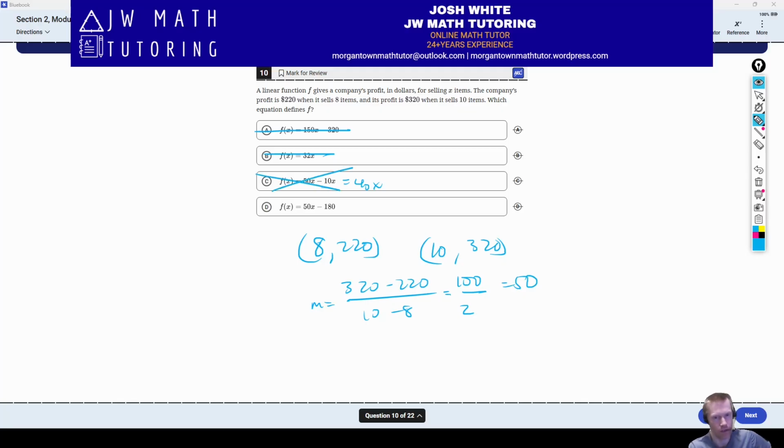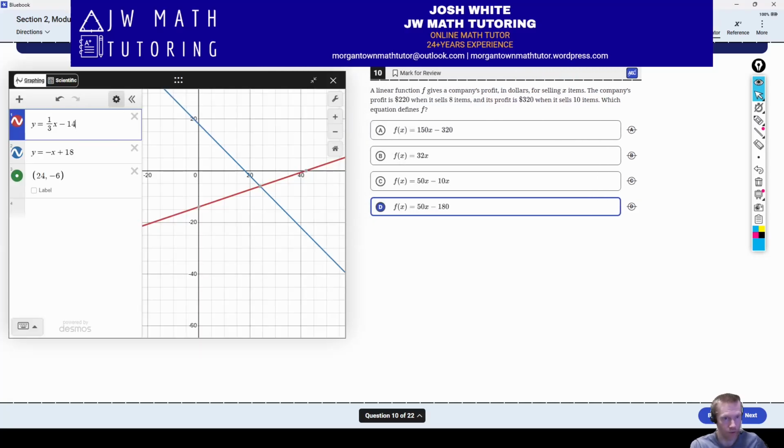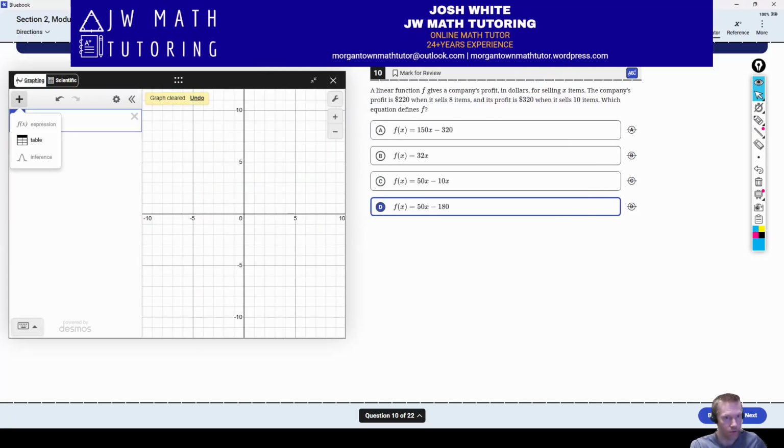So therefore, we could get rid of that. We already know the correct answer here is going to be letter D. But let's see how you could solve this in Desmos. So we'll just make a table. We will do the 2 points.